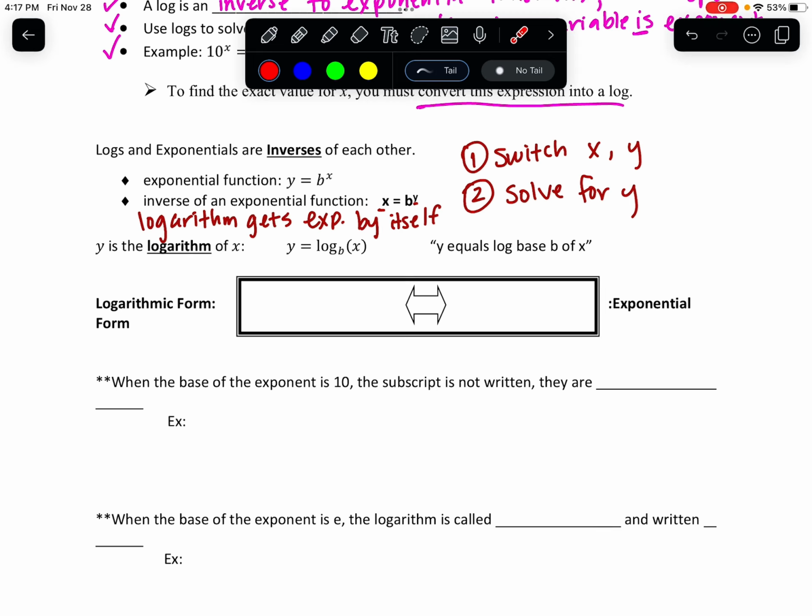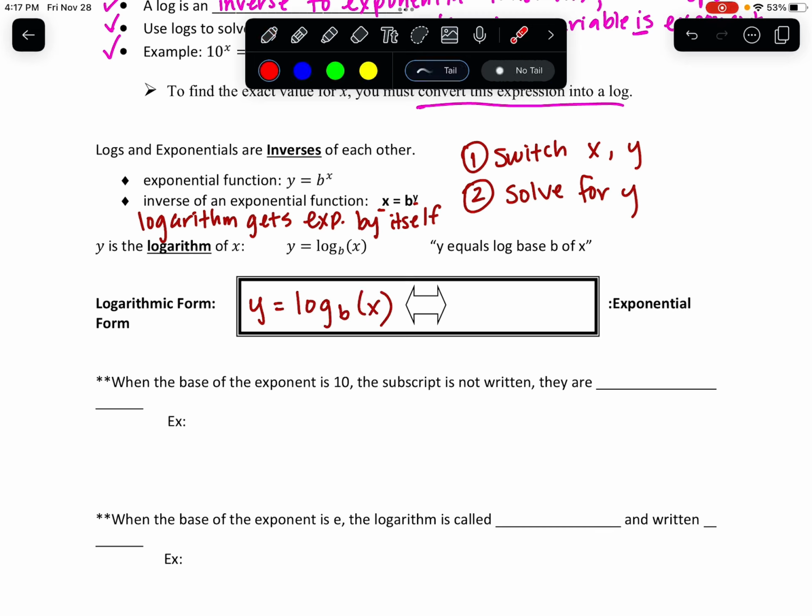Okay, so now let's actually talk about how to go from logarithmic form to exponential form, because that's what you have to do this whole unit. The majority of this unit is writing from log form to exponential form. Okay, so let's start by introducing log form. Log form would be y equals log base b of x.